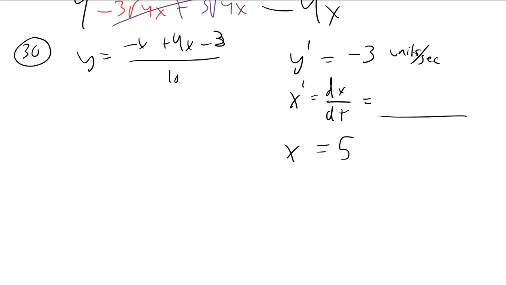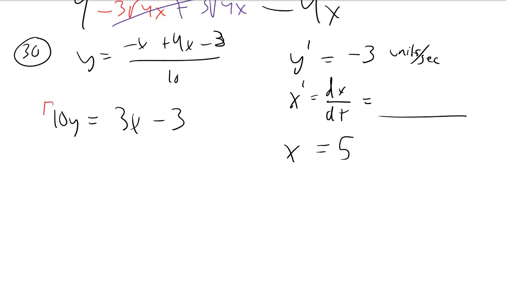Related rates is usually like geometry formulas and such, but it's with respect to time. So I don't know, I'd probably try to multiply both sides by 10, just because I'm not crazy about the fraction. Minus x plus 4x, I'd go ahead and add those together too. But at some point you're going to need derivatives to be able to get y prime and x prime. So I'm going to take the derivative of both sides.